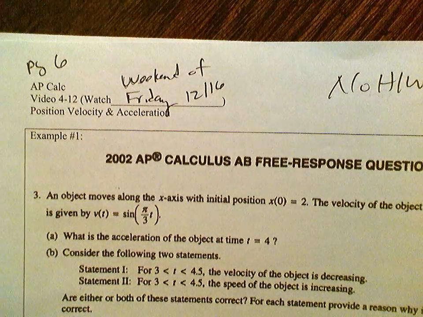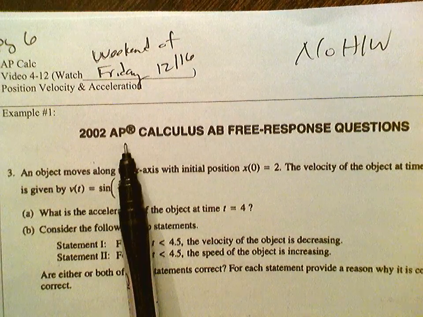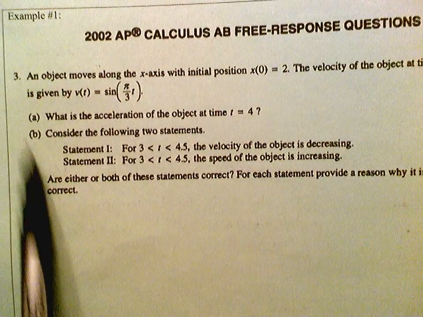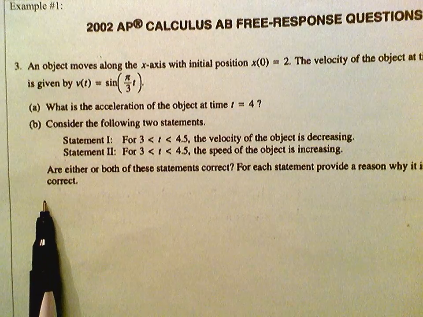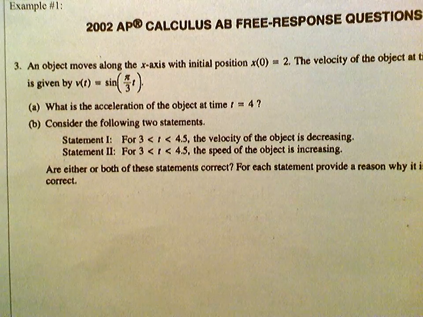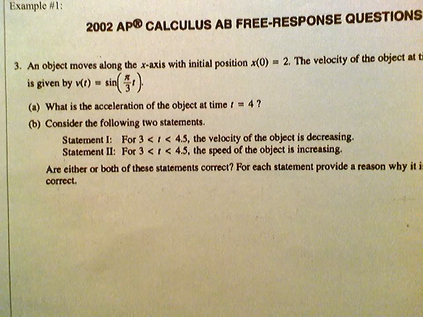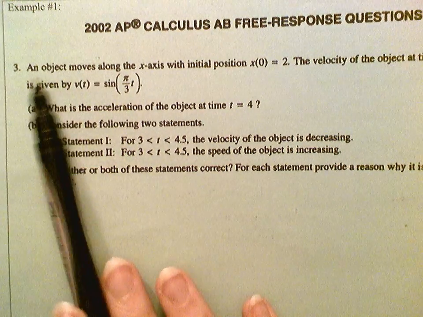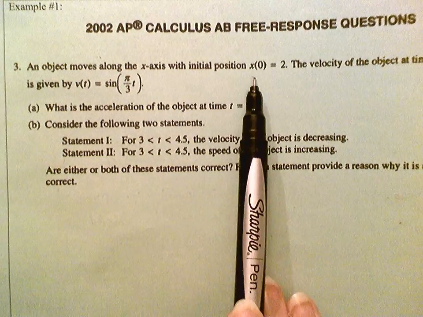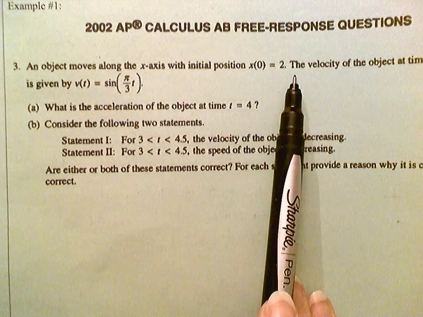No homework. This example is from the 2002 AP Calculus AB free response section. There were actually more than just two. I think there were 3 or 4 parts to this, but I only included the first 2 parts because we won't know how to do the others until later. So here it is. An object moves along the x-axis with initial position x of 0 equals 2.